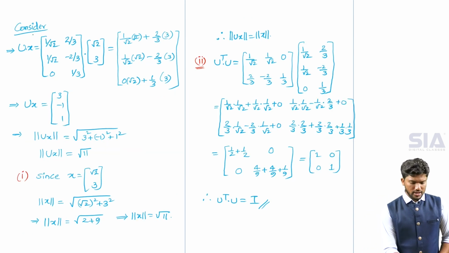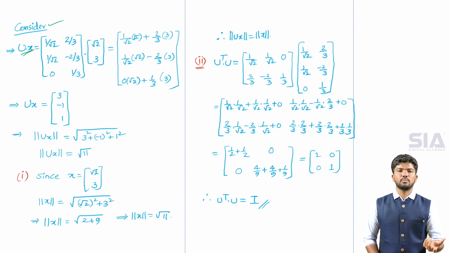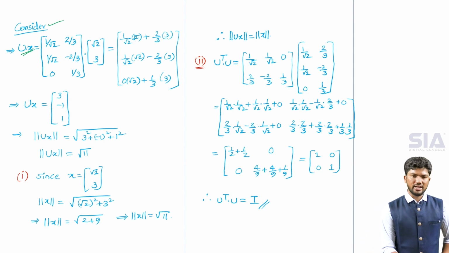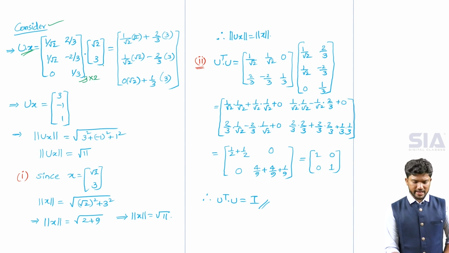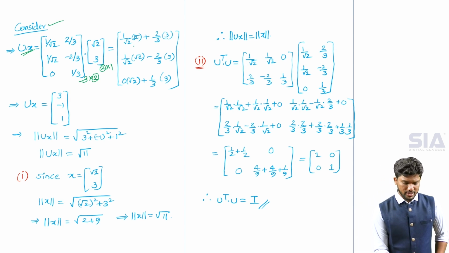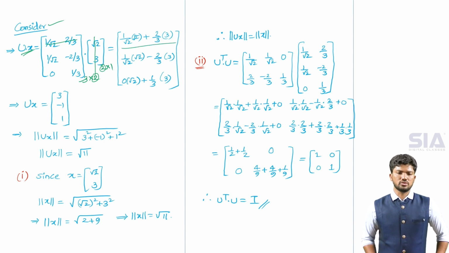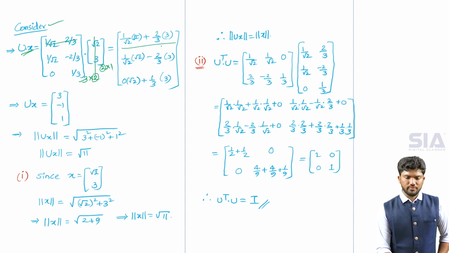So therefore consider the condition. What we have to prove? We have to verify, we have to find out the value of norm Ux. So U times x, where U is the 3 by 2 matrix and x is the 2 by 1 matrix, so we can apply the multiplication. Then with this row we can multiply this column, and you will get 1 by root 2 into root 2 plus 2 by 3 into 3.